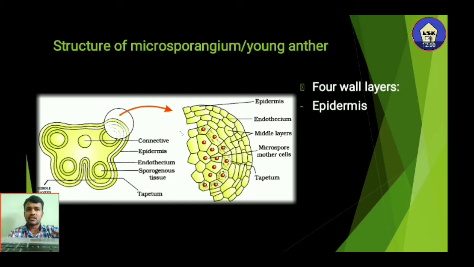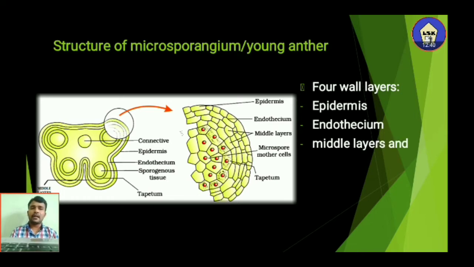of single layered cells. Epidermis is followed by the second layer of the anther wall, called the endothecium. Just remember, this endothecium is composed of hygroscopic cells. And these hygroscopic cells have the capacity to intake a maximum amount of water, and that leads to the rupturing of endothecium cells after the maturation of the anther. And the rupturing of this endothecium results in the dehiscence of the anther. Remember, endothecium is responsible for dehiscence of the anther.